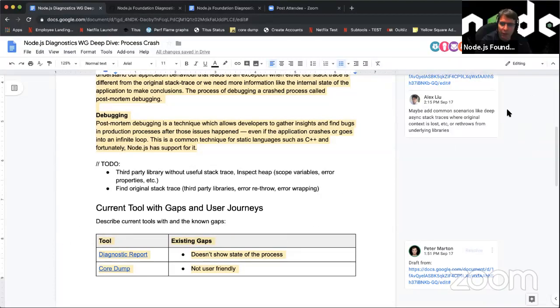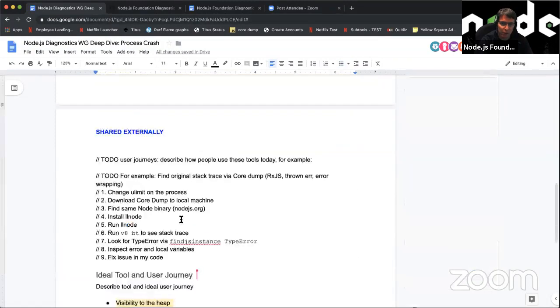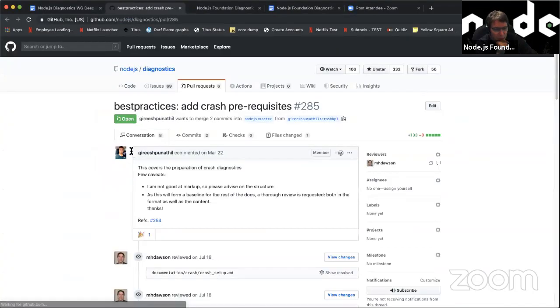I guess if we look at the document that Jarish put together with the crash use case, the crashes could also be like a C-level crash in the process, right?